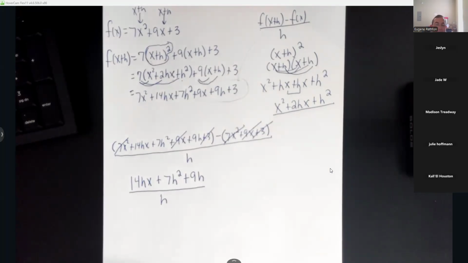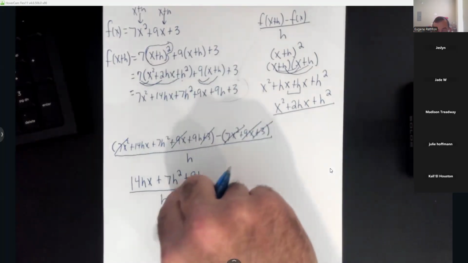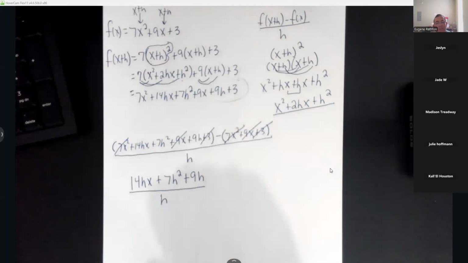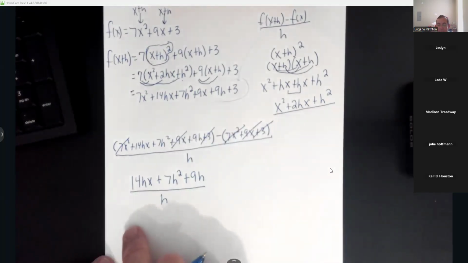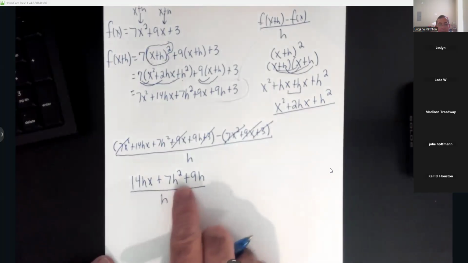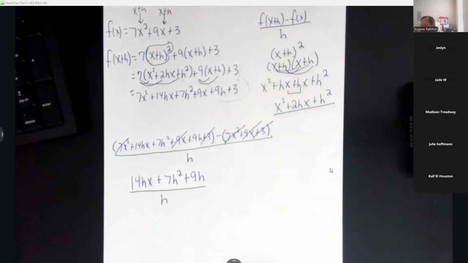So y'all, let me ask y'all this. What does this final answer simplify to? Let's see if y'all remember that. So one of y'all write me what this will simplify to, okay?